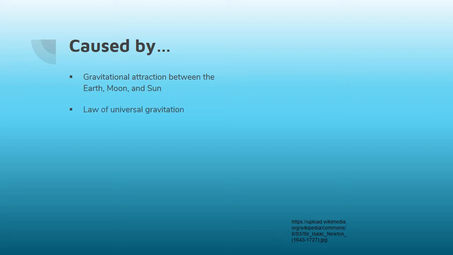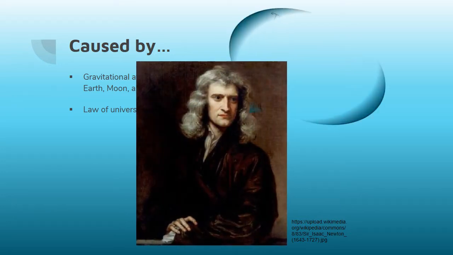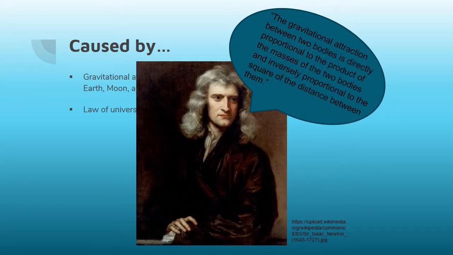So let's talk about what tides are really caused by. Mainly, tides are caused by the gravitational attraction between the Earth, Moon, and Sun. We have the law of universal gravitation, which was put in place by Sir Isaac Newton right here. This law says that the gravitational attraction between two bodies is directly proportional to the product of the masses of the two bodies, and inversely proportional to the square of the distance between them.